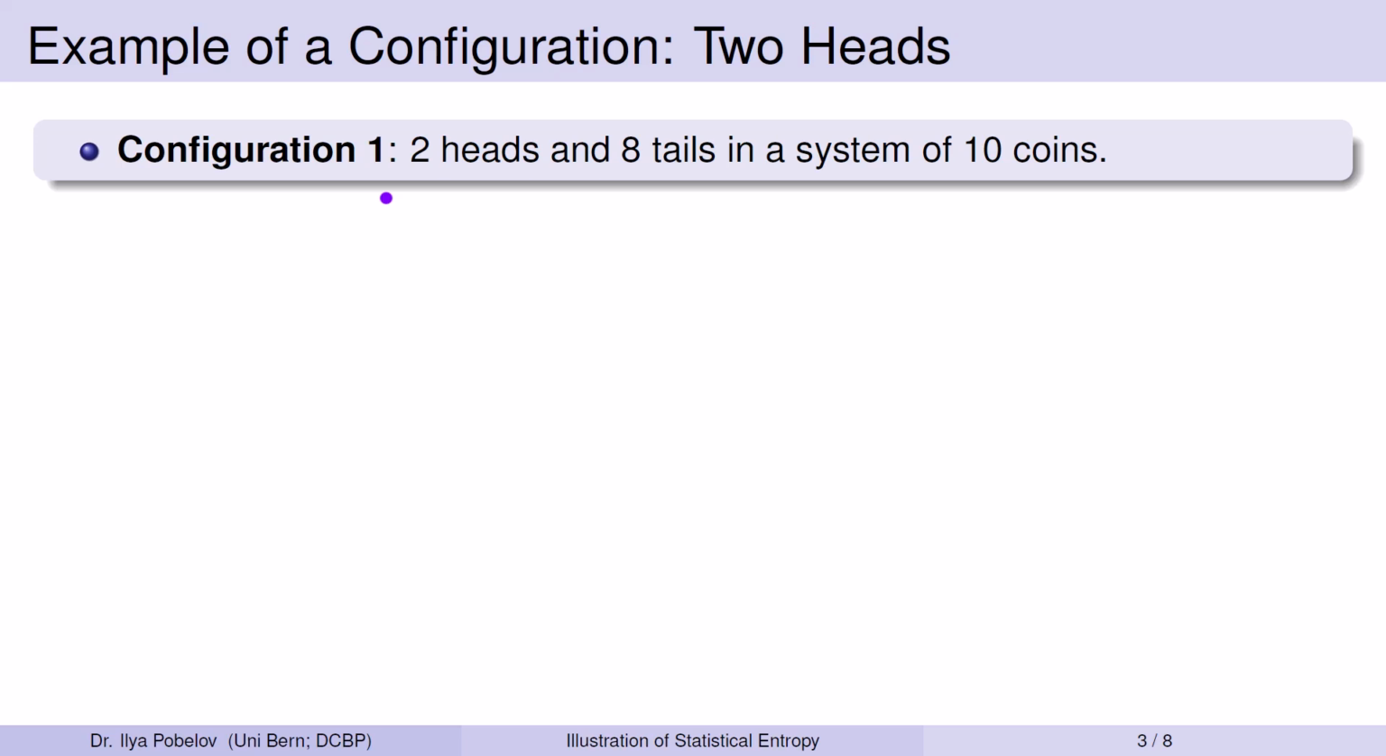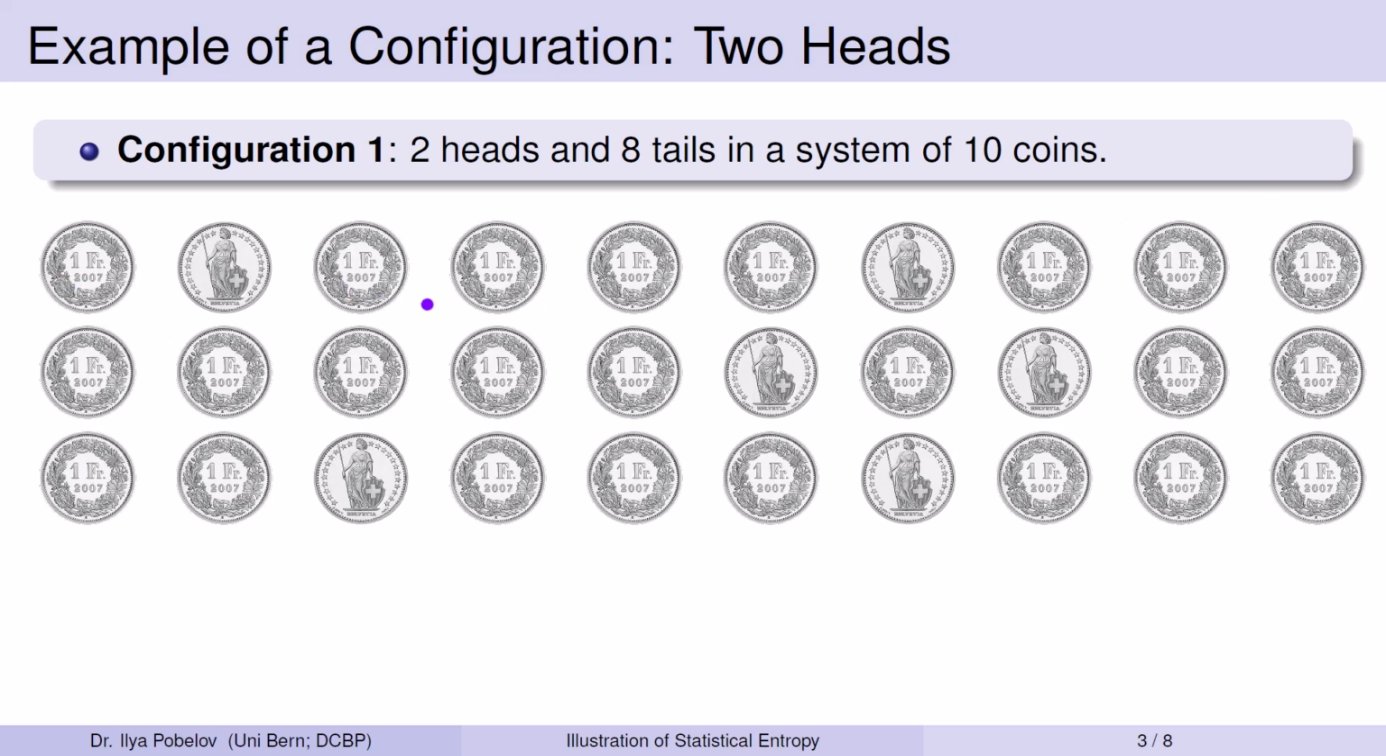As the first example, we consider configuration 1, where we have exactly 2 heads and 8 tails in our system of 10 coins. Some examples of corresponding microstates with different possible arrangements of coins are displayed here. Each unique arrangement is a distinct microstate, but they all belong to the same configuration because the total number of heads and tails is the same.